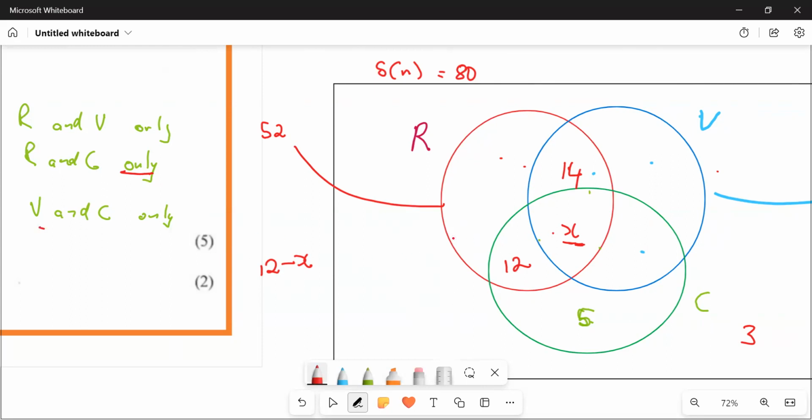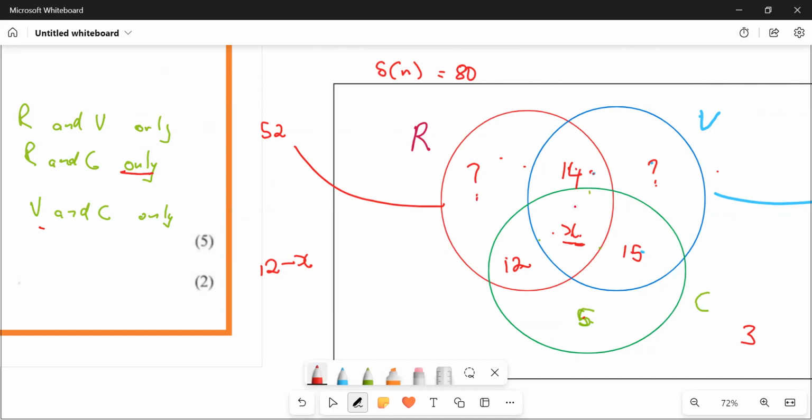Okay, volleyball and chess only. How many like volleyball and chess only? It's 15 again. And then now you can already see the chess part is complete because you have 1, 2, 3, 4 again. Now on the volleyball part, you still have something missing. We have this one, we have this one, we have this one, but we don't know what this one is. You see that again? On the rugby part, we have this one, we have this one, we have this one, but we don't know what this one is again.